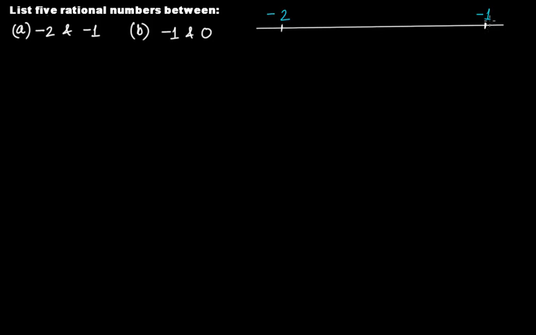How many rational numbers do you have to find between these two integers? 5. What you do is break this road between these two destinations into 6 equal parts. So 1, 2, 3, 4, 5 and 6. 1 part, 2 parts, 3 parts, 4 parts, 5 parts and 6 parts.